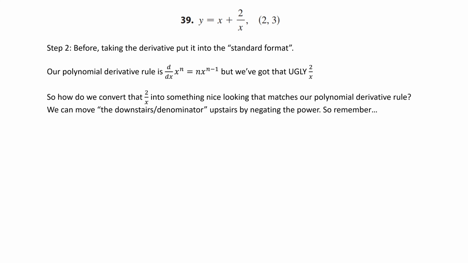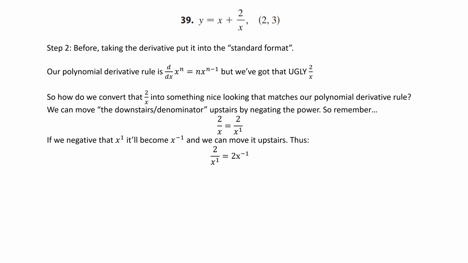Luckily, we can convert that 2 over x into something nice looking that matches our polynomial derivative rule. Basically, we move it from the downstairs, or the denominator, to the upstairs by negating the power. Remember that when you have 2 over x, it's really 2 over x to the power of 1. We're just really lazy; by convention, we never write the power of 1. So if we negate that x to the 1, it becomes x to the power of negative 1, and then we can just move it upstairs.